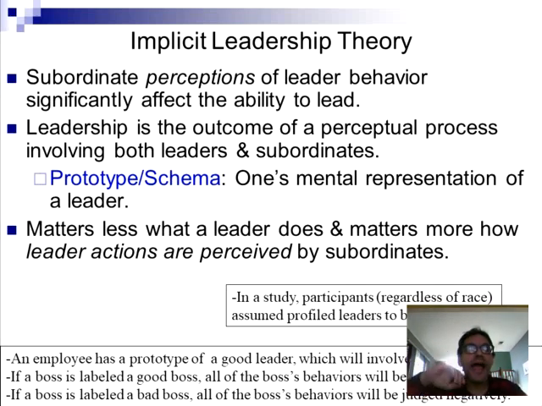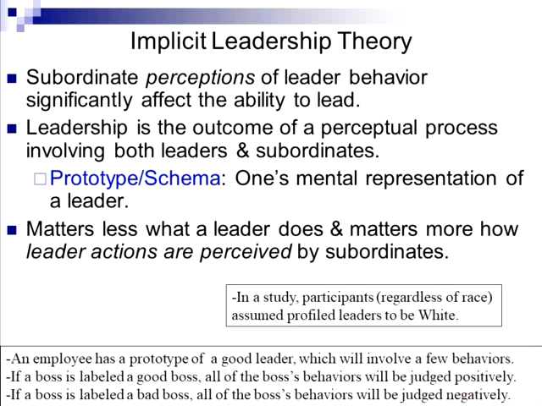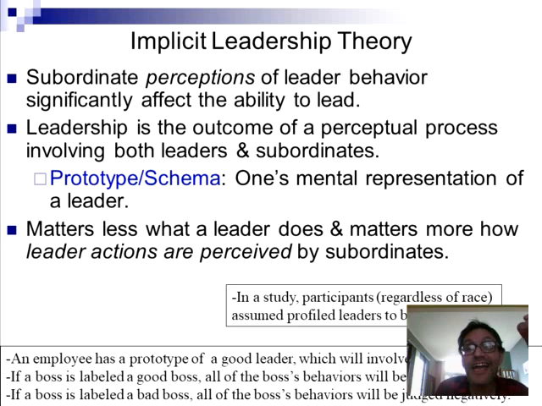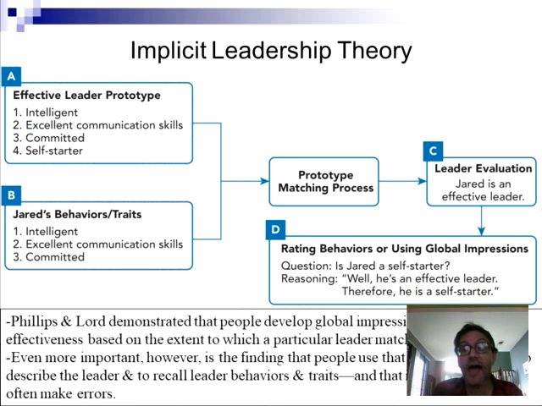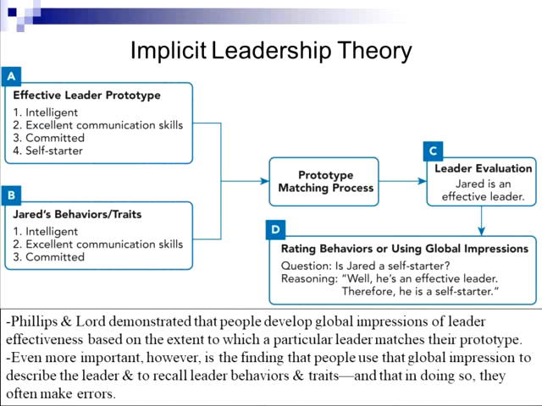And so what happens is that a subordinate will perceive, see, here's the thing, in fact, it's under my head. It's here. This is a summarization. An employee has a prototype of a good leader, which involves a few behaviors. If a boss is labeled a good boss, then all of a sudden everything will be judged positively. If a boss is labeled a bad boss, then everything will be judged negatively. It's just positive and negative based on this. So if the boss represents your schema of good boss, then everything is golden. And if it represents a bad one, then everything bad. In fact, here is a model, okay?